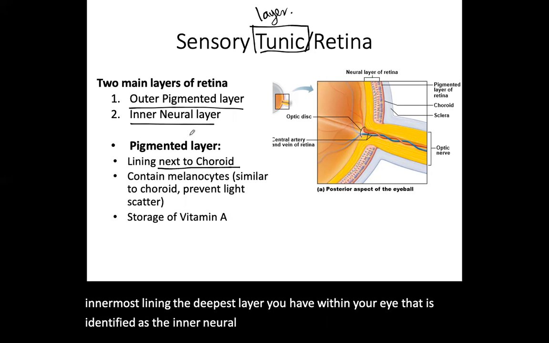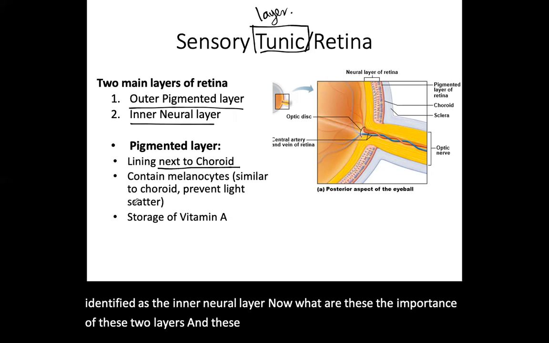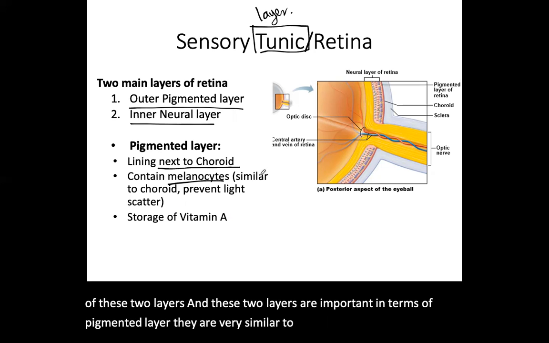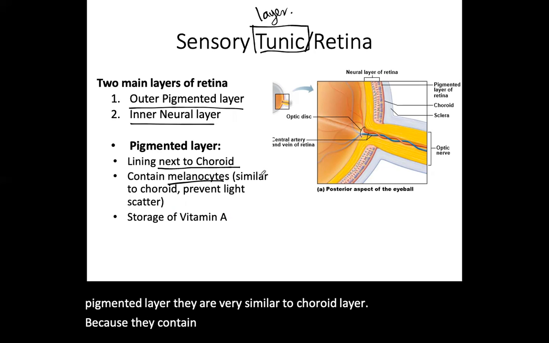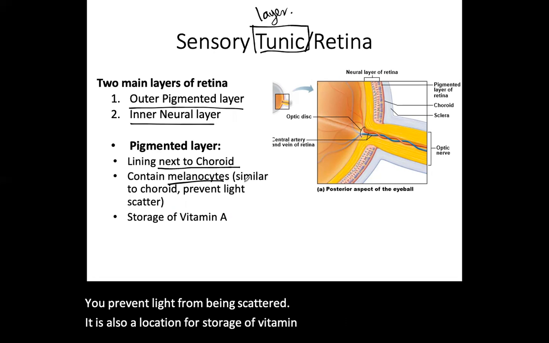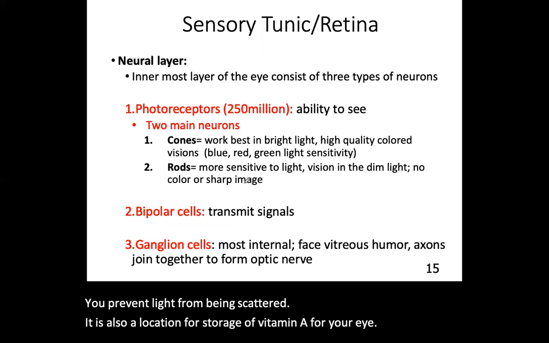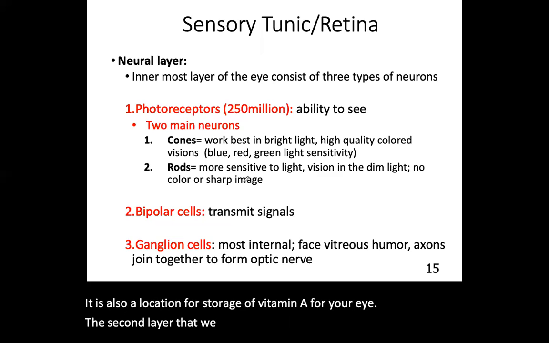Now, what is the importance of these two layers? The pigmented layer is very similar to the choroid layer because it contains melanocytes, and its goal is to prevent light from being scattered. It is also a location for storage of vitamin A for your eye. The second layer that we have is the neural layer.